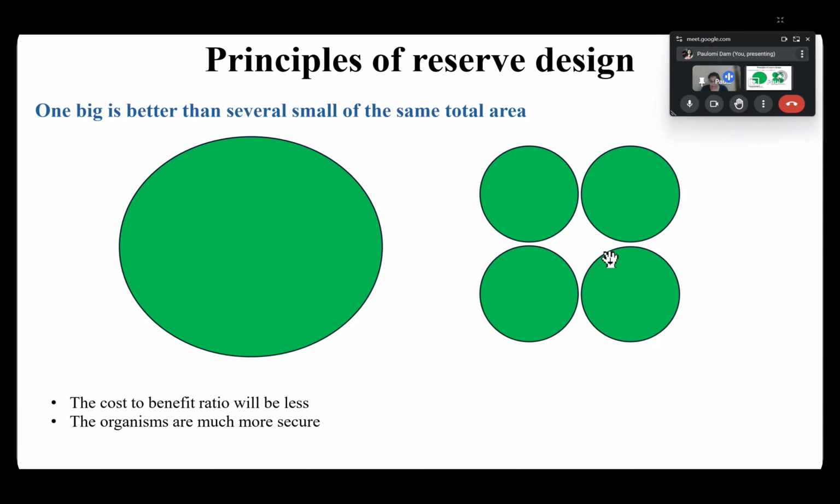The next principle is one big is better than several small ones of the same total area. So let's try to fit these four areas into this bigger circle. But even if you put that, the bigger one is better than these small four ones, because the cost to benefit ratio will be less for a big reserve, as we have just seen. And here, because they are four isolated patches, the organisms have to move, have to be in contact with each other. All those problems are circumvented when you are having a big reserve.